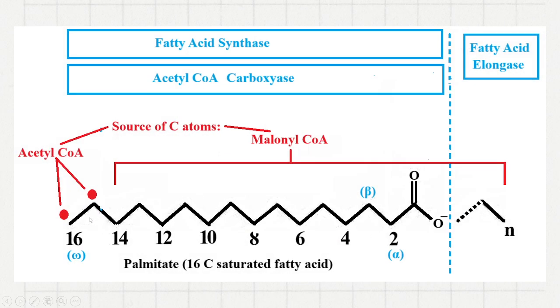This is the structure of palmitate as you know it. 16 carbon atoms. This is carbon atom number 1, this is carbon atom number 2, the alpha carbon, this is carbon atom number 3, the beta carbon, and this last 16th carbon here is the omega carbon.